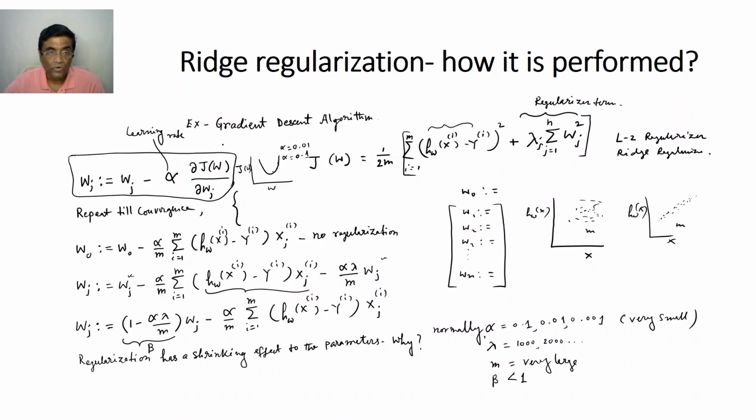So this is my main algorithm. Now I need to determine the derivative of this function. And as you know, now we repeat till convergence. This is how the algorithm starts working. So this is the bias term. The bias term is not normally regularized, so we have not attached this term here.